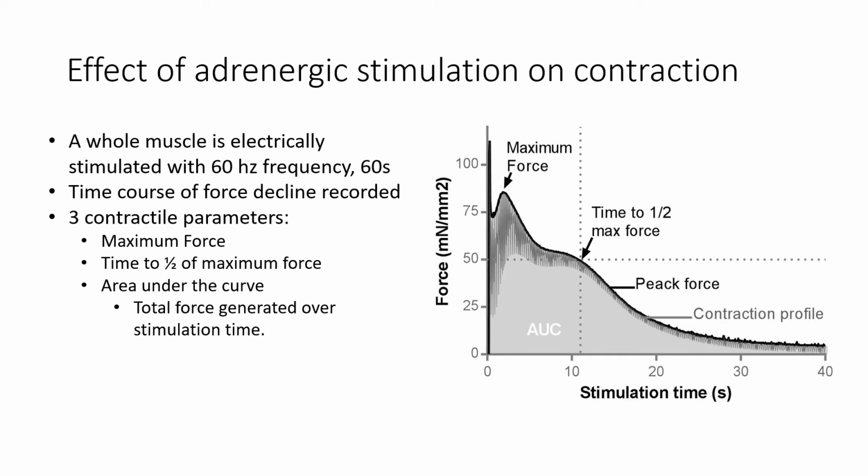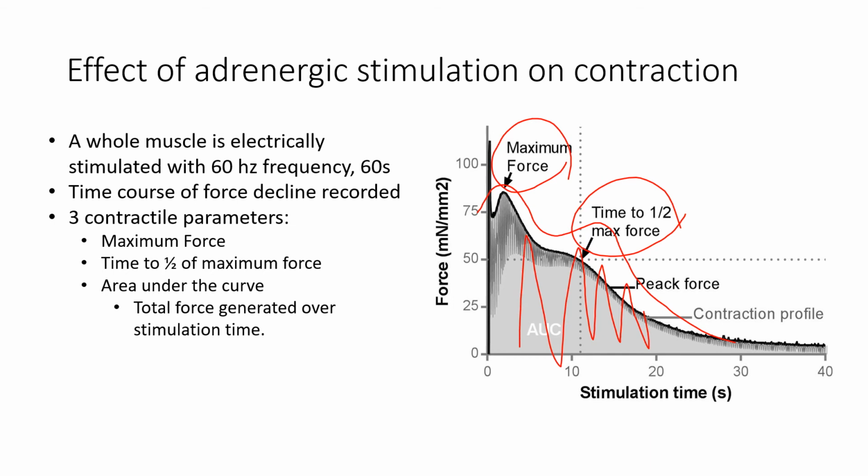Here what I did is that I electrically stimulated a whole muscle with 60 Hz frequency for 1 minute and recorded the time course of force decline. We calculated 3 contractile parameters from this recording, which are maximum force, time to half the maximum force, and area, the total area under the curve, which represents the total force generated over stimulation time.